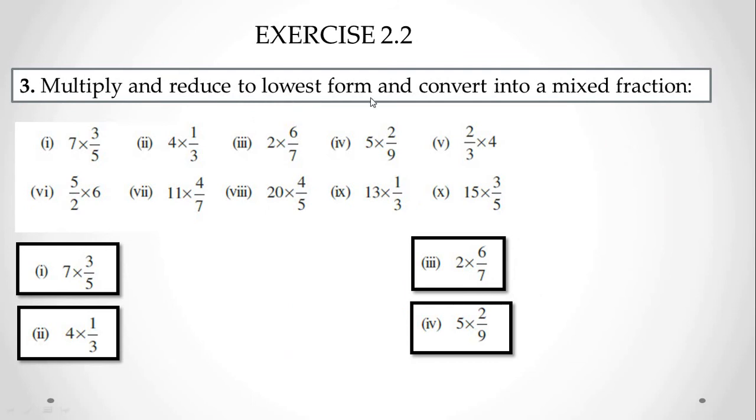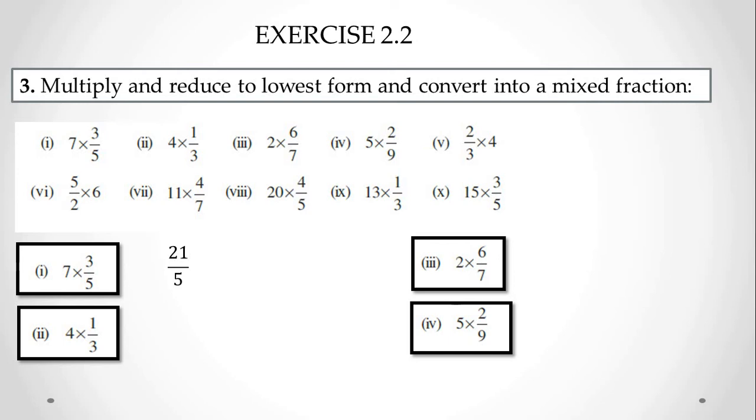Multiply and reduce to lowest form and convert to the mixed fraction. So in question number 1, convert into lowest form. The first answer is 7 into 3, which is 21 upon 5. You can convert it into a mixed fraction because it is an improper fraction.